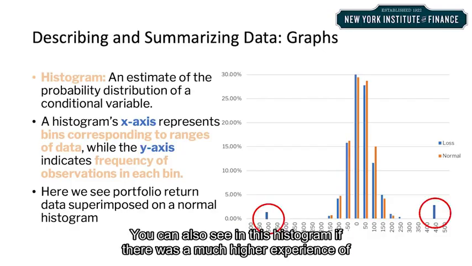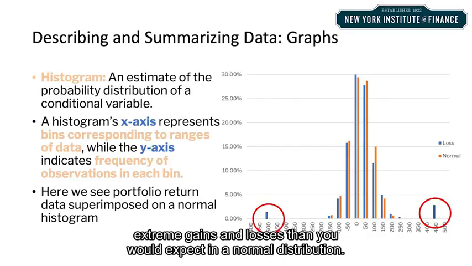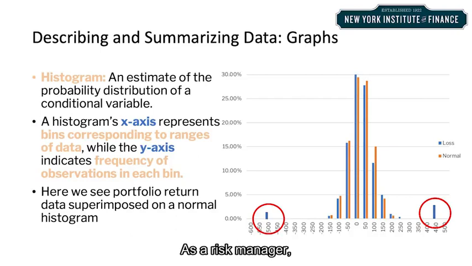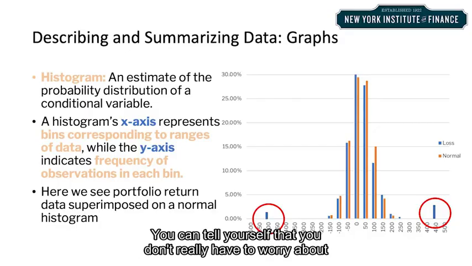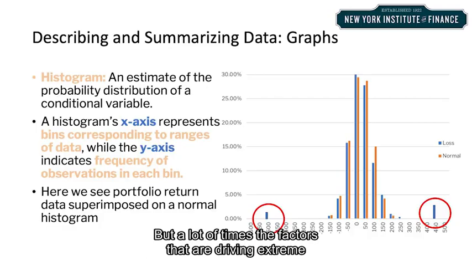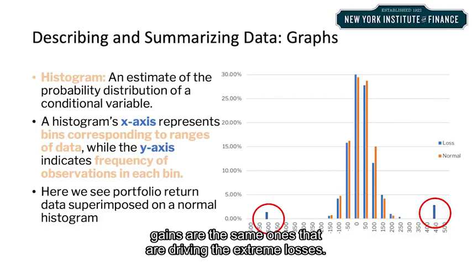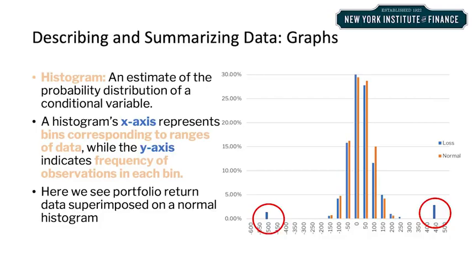You can also see in this histogram that there was a much higher experience of extreme gains and losses than you would expect in a normal distribution. As a risk manager, you would have to try to identify what is driving those extreme gains and losses. You could tell yourself that you don't really have to worry about the extreme gains, but a lot of times the factors that are driving extreme gains are the same ones that are driving the extreme losses.